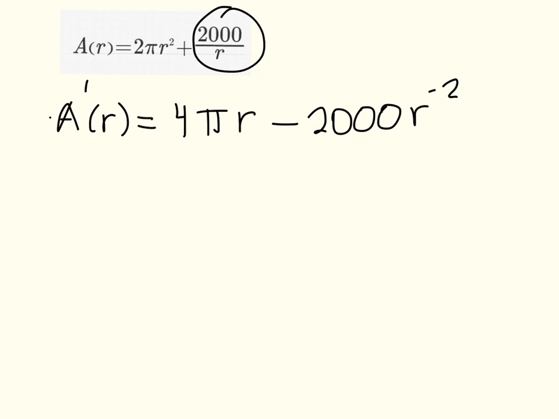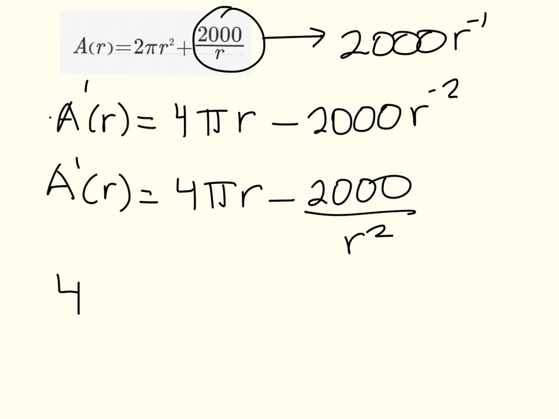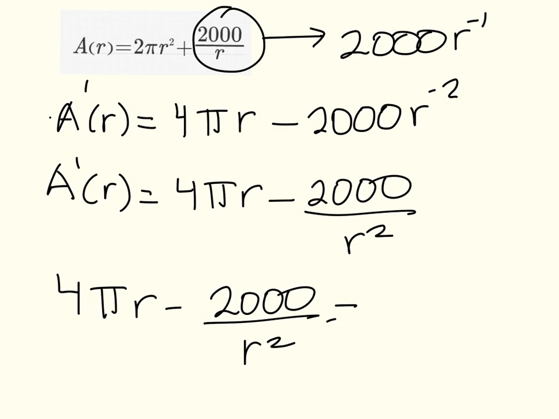Because remember that this term, 2000 over radius, can be seen as 2000 radius to the negative 1 in order to be able to differentiate it. And that's it. Now we have our derivative, which is 4 pi r minus 2000 over radius squared, equating this derivative to 0. We have to solve for radius. So first thing I'm going to do is multiply both sides of the equation by radius squared in order to simplify this radius squared.